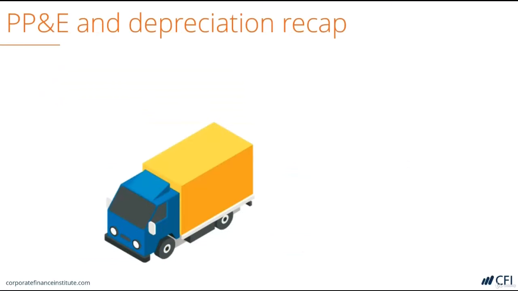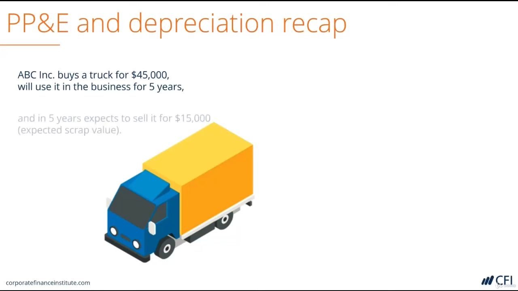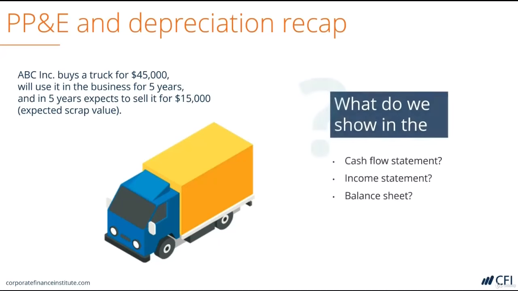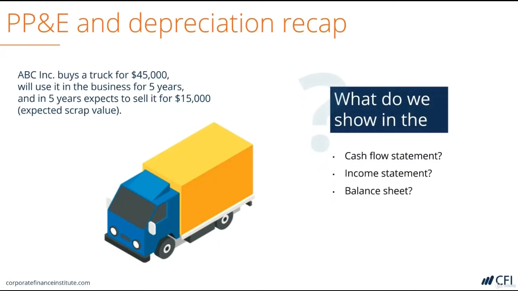Let's do a recap of how property, plant, and equipment, as well as depreciation, work. Let's imagine that ABC Inc. buys a truck for $45,000 in cash. It will use it in the business for 5 years. That is to say, it has a useful life of 5 years. And at the end of that 5 years' time, it has a salvage value of $15,000. Based on those assumptions, the questions we have are: what will the company show on the cash flow statement, the income statement, and the balance sheet in year 1?